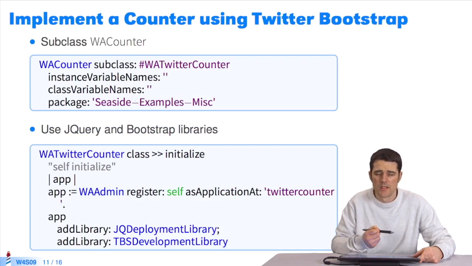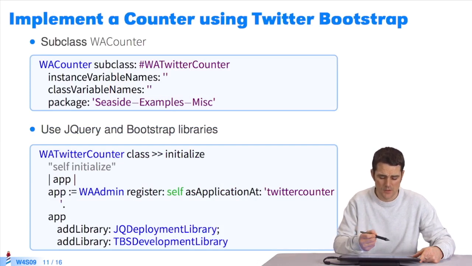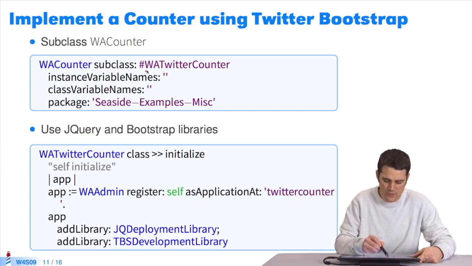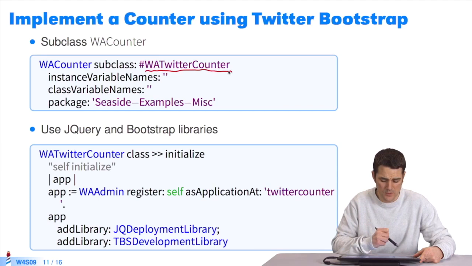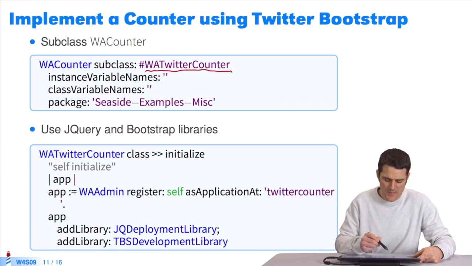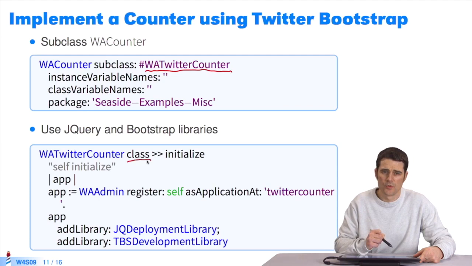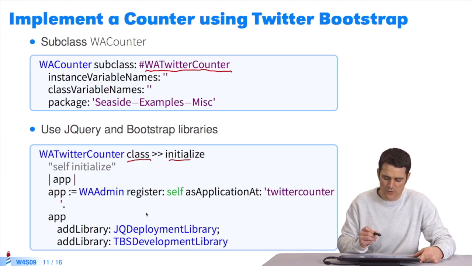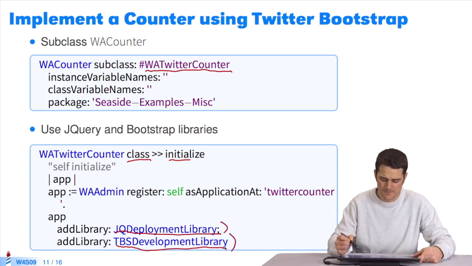To return to the example of the counter from last session, we defined a simple counter. Now, I'll make a Twitter Bootstrap version of it. It's very easy. I make a subclass of my earlier counter, called WATwitterCounter. I go to the class side of this class and define the method initialize, which specifies this component will be using the TBS development library. Here is TBSDevelopmentLibrary and JQDevelopmentLibrary. Those are JavaScript and CSS frameworks.